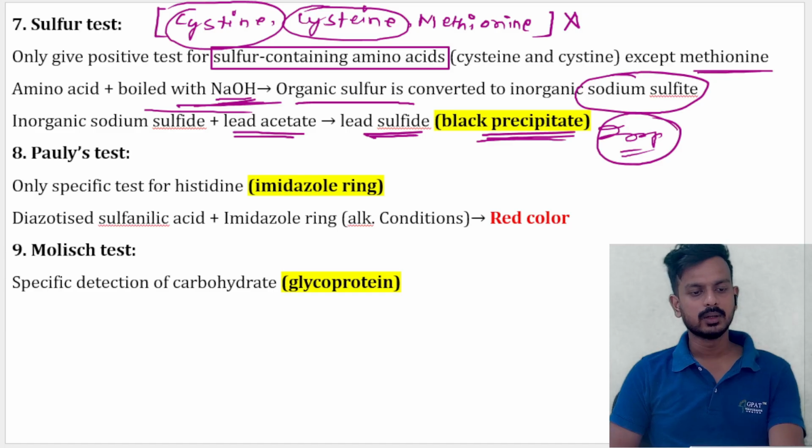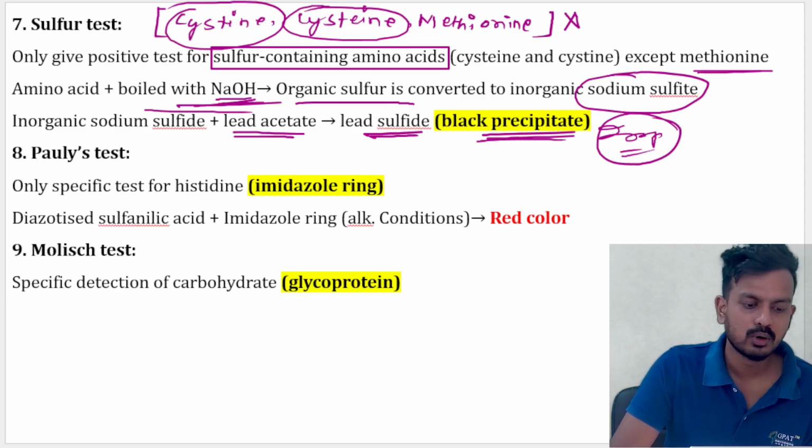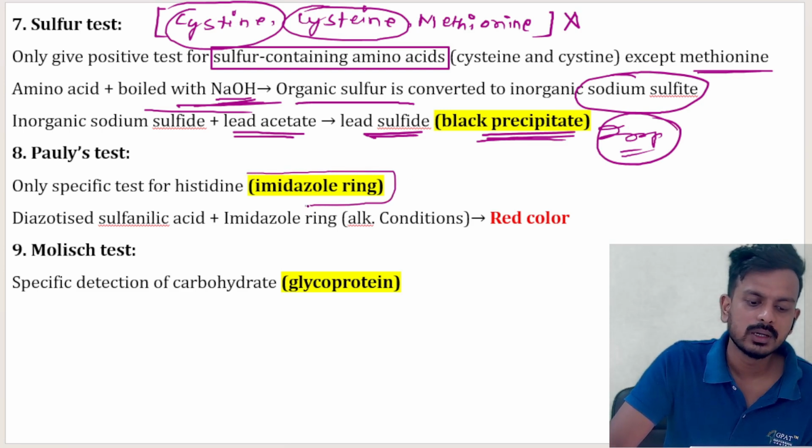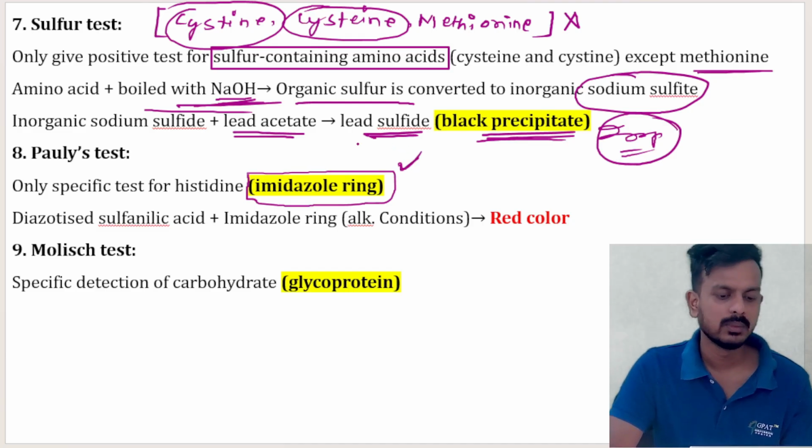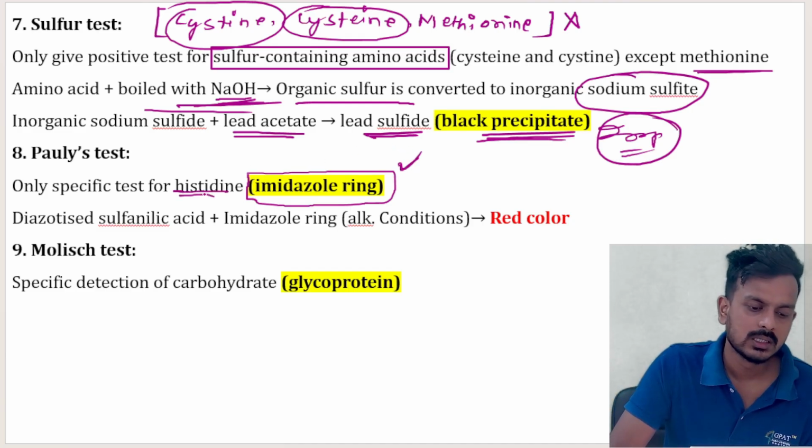That is basically for the detection of the amino acids cysteine and cystine. Next is the Pauly test. This is specifically for the imidazole containing ring. Now the question will be asked, which amino acid contains imidazole? The imidazole containing amino acid is histidine.